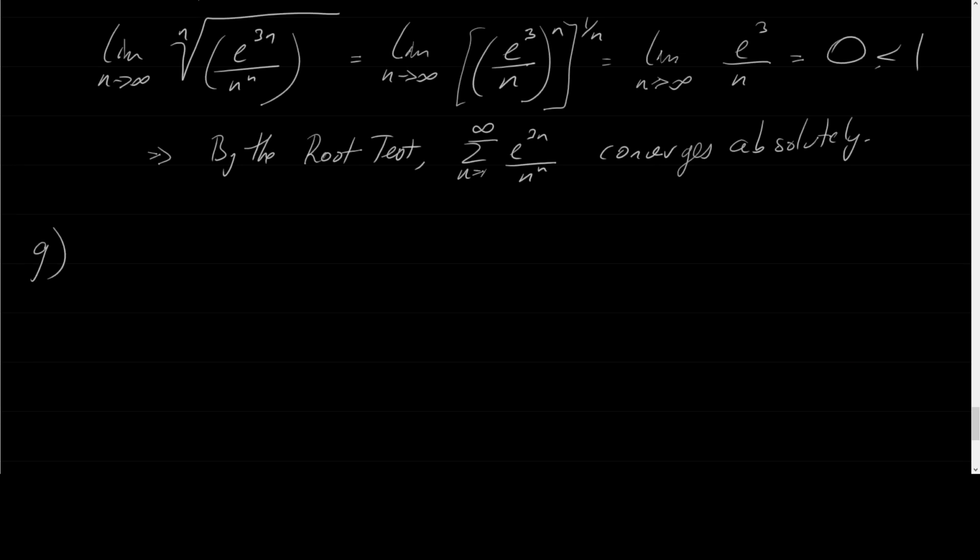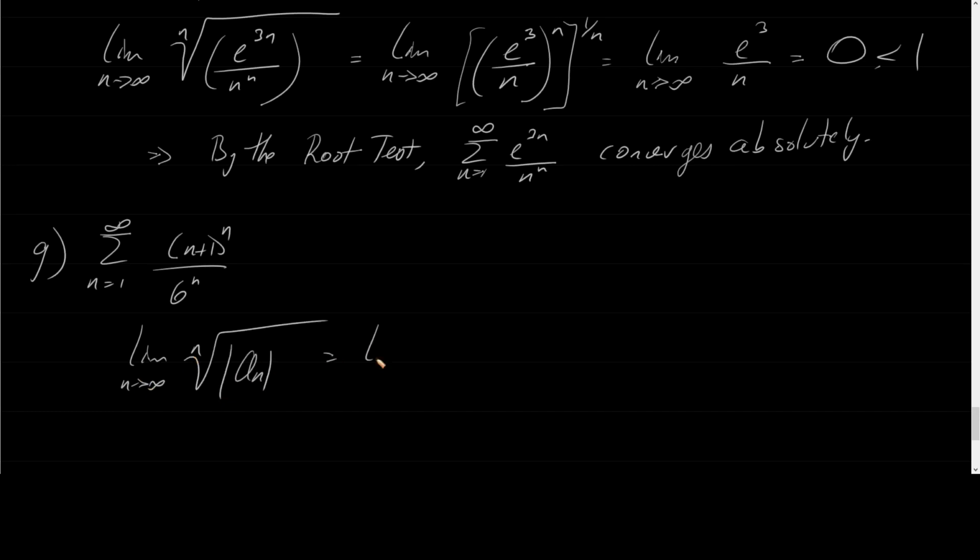Let's say that we had the series of (n plus 1) to the n over 6 to the n, going from 1 to infinity. Well, let's apply the root test again. We have the limit as n goes to infinity. The root test was the nth root of the absolute value of a sub n, right? In this case, that means the limit as n goes to infinity of, I'm going to put it to 1 over n. And what is that we have?